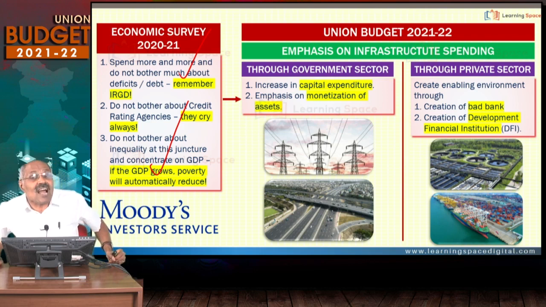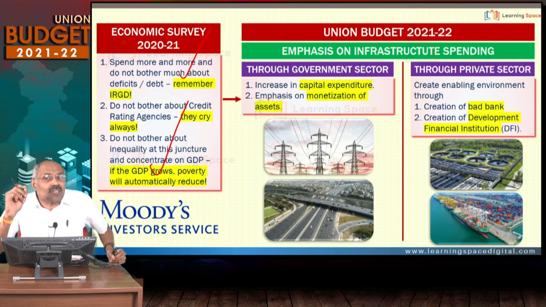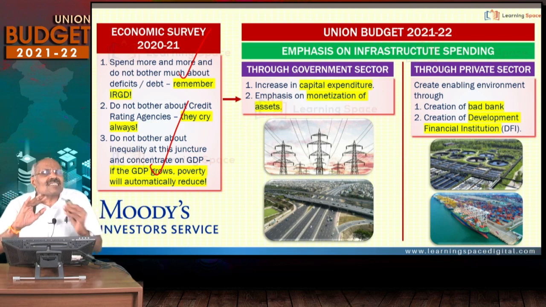Let us concentrate on high growth. Give more importance to growth so that poverty can be eliminated. Poverty can be reduced. So we can think about inequality later on. First, let us try to increase the pie of the gross domestic product. These 3 are the critical messages given by our Economic Survey 2021.